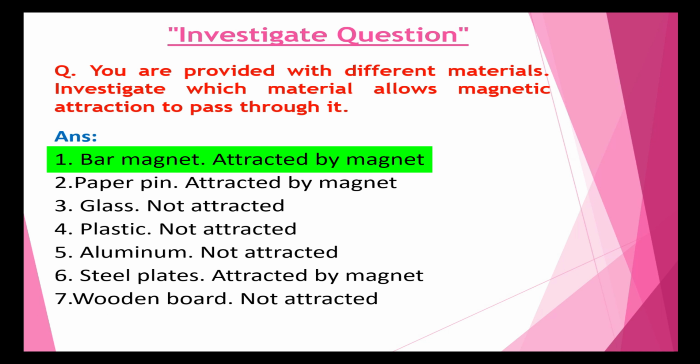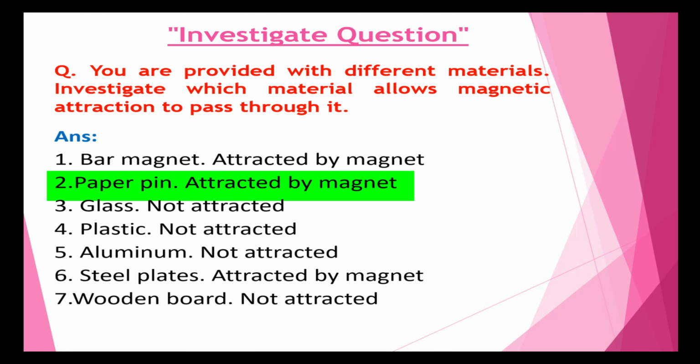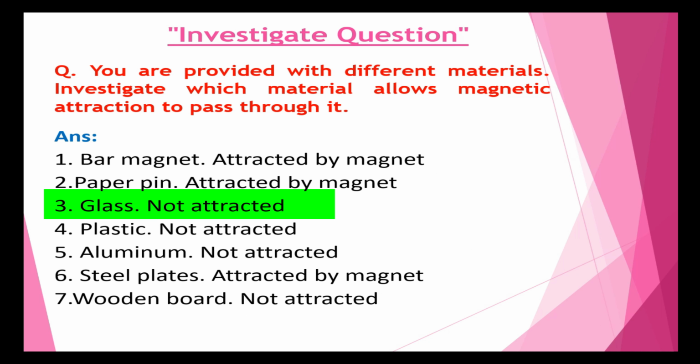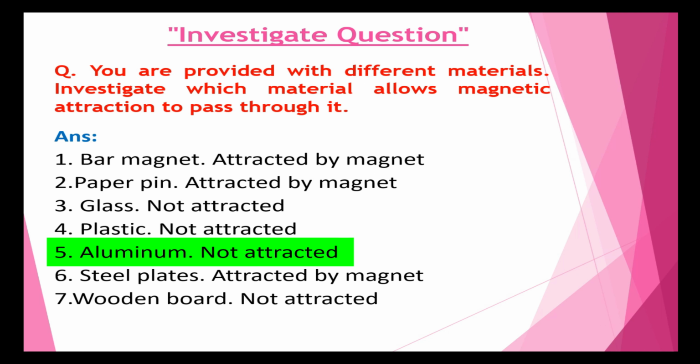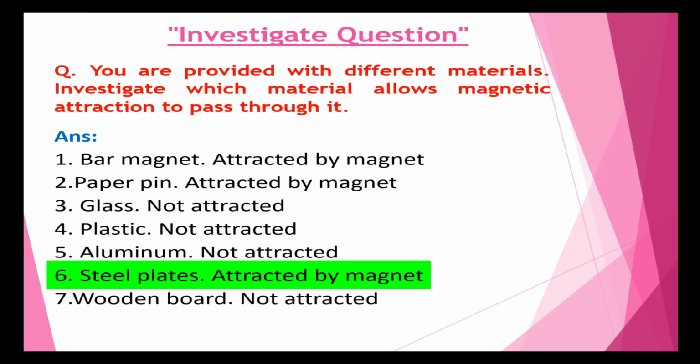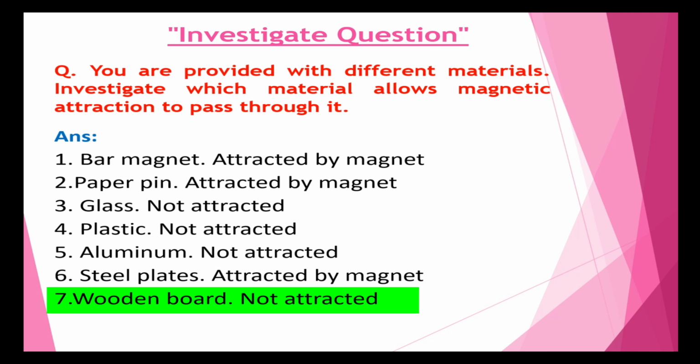Answer. Bar magnet: attracted by magnet. Paper pin: attracted by magnet. Glass: not attracted. Plastic: not attracted. Aluminum: not attracted. Steel plates: attracted by magnet. Wooden board: not attracted.